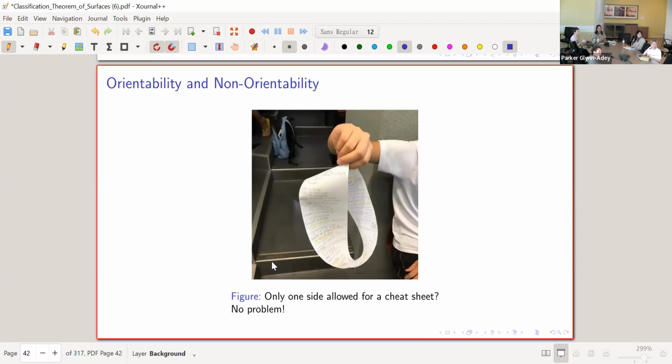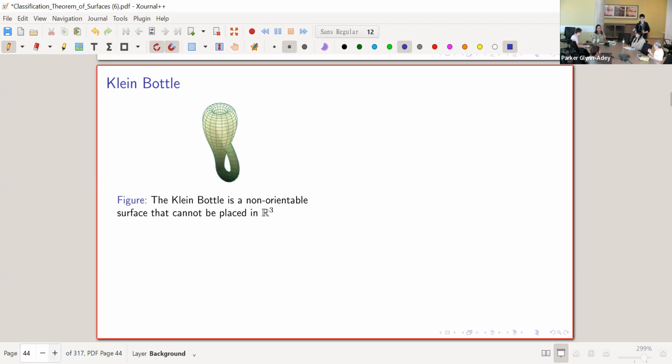Only one side allowed for the cheat sheet? Well, no problem. Just turn your paper into a Mobius strip. Don't get any ideas. Albert has an idea.